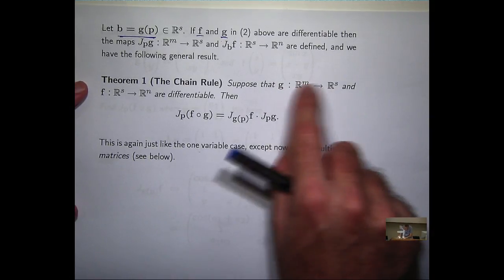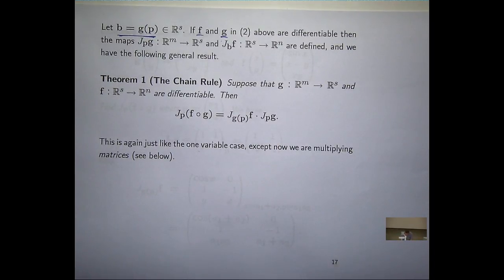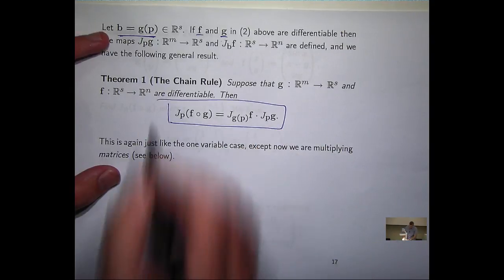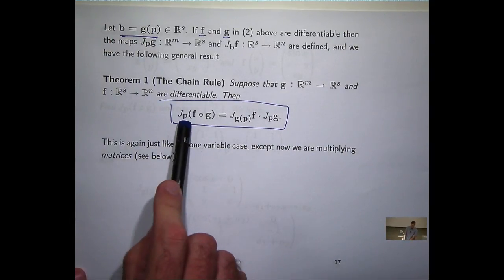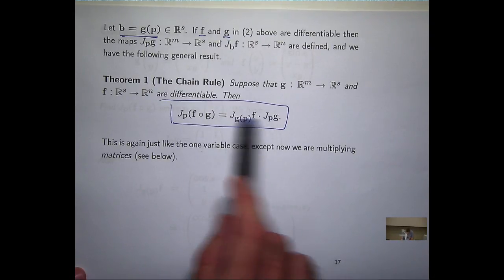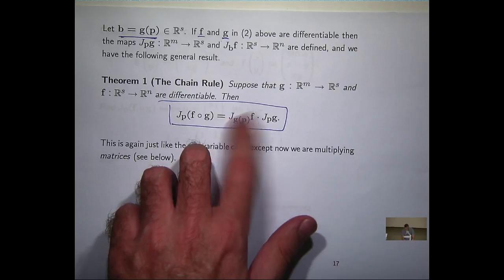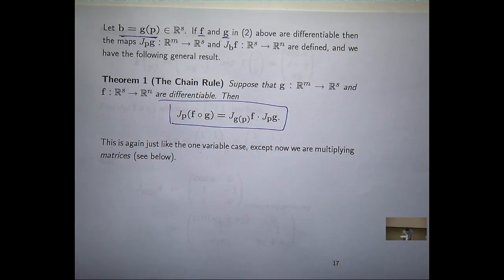So suppose G maps this set into this set, F maps this into this, and suppose they're both differentiable. Remember, we talked about differentiability last week. If a function has continuous partials, or all the elements of its Jacobian are continuous, then it's differentiable. Well, under these conditions, the following is the chain rule. It says that the Jacobian of the composition is equal to the product of these two Jacobian matrices. And just remember the subscript is just where you're evaluating each Jacobian matrix.